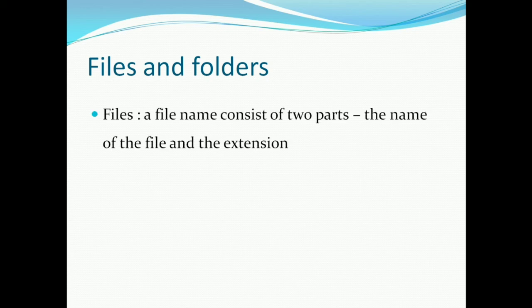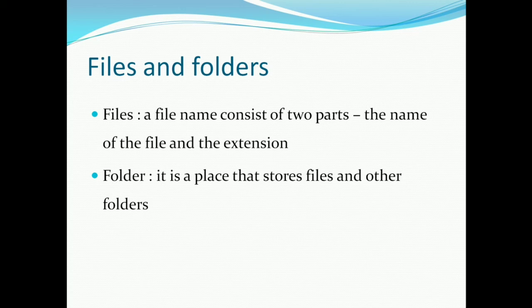When we save our work in any program such as Paint or MS Word, a file is created. It can be saved on the hard disk or any storage device. When you save a file, you need to give a name to it. So a file name consists of two parts. One is the name of the file and the second one is the extension. And there is also one thing called the folder. A folder is a place that stores files and other folders.